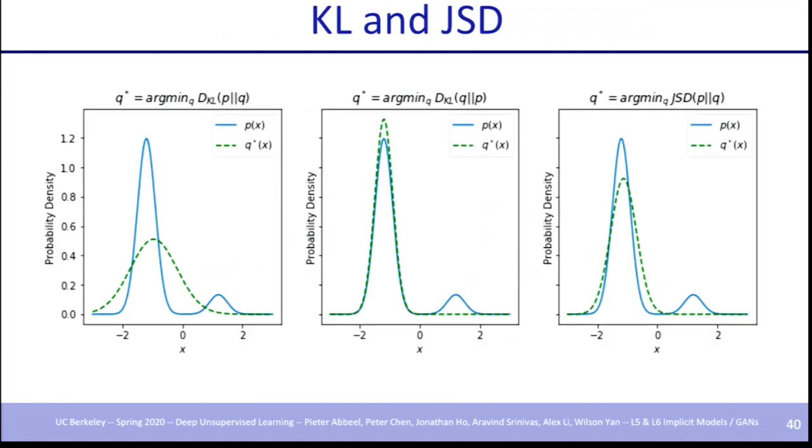Here's an example Alex made to show the difference between the three. Our data distribution here, P of x, is shown in blue. It's bimodal, with a large peak on the left and then a smaller peak on the right. The maximum likelihood one over here, this is the normal KL, will find something that spreads out its probability mass in a decent way. Reverse KL will put it all over here.